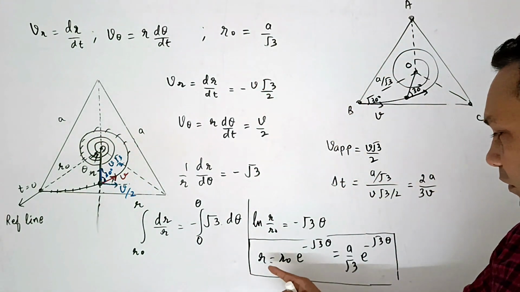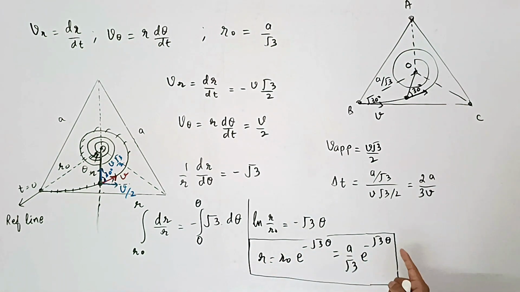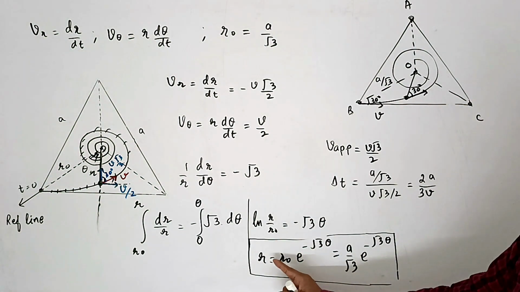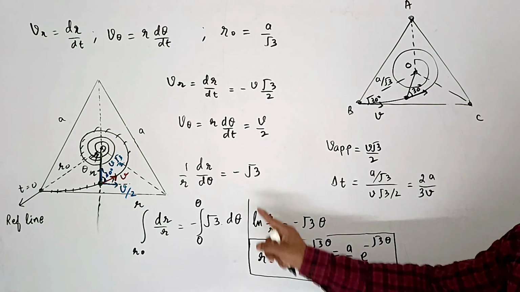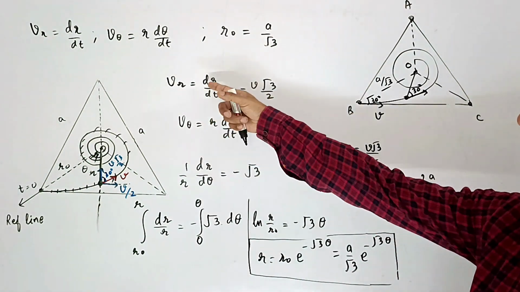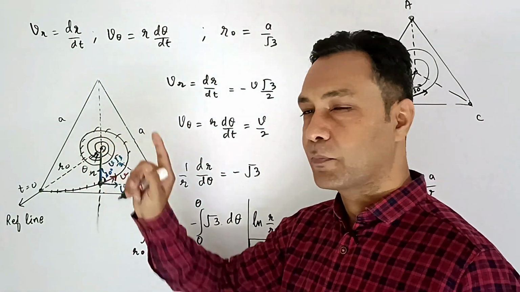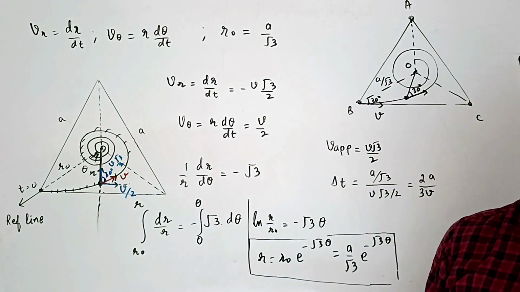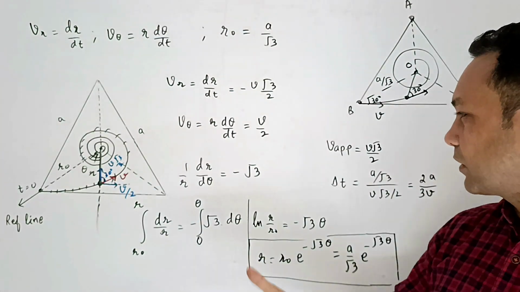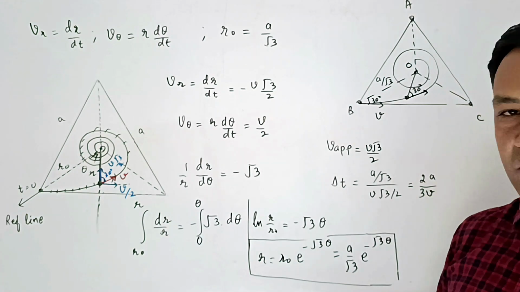Now that we have got the expression for r versus theta, using this equation you can find the time taken from here to here, and once you get the time you can also find the distance. So many other things can also be done once we get the equation of trajectory.